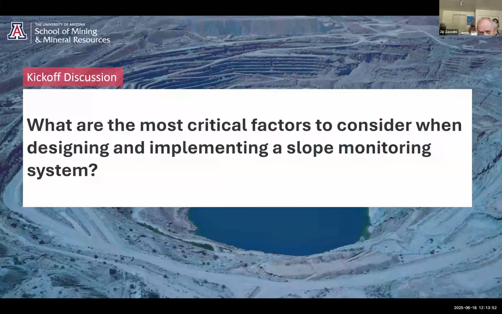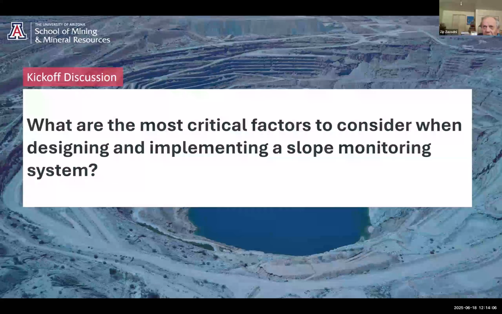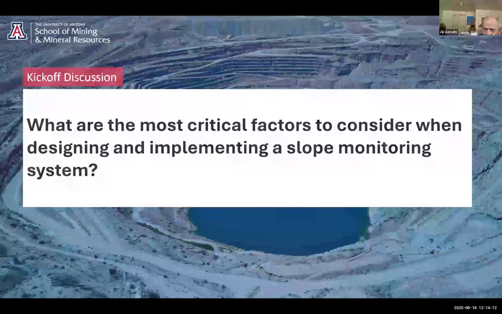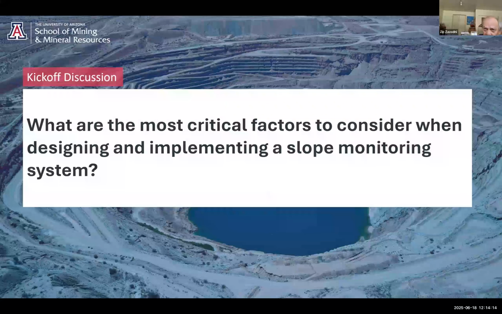The one item that hasn't been talked about is on the implementation piece. You have to get managerial and staff buy-in, if you will, and understanding of the system. Some of these systems are quite expensive, and it's very important to get buy-in both from the staff out in the field and the staff upstairs.